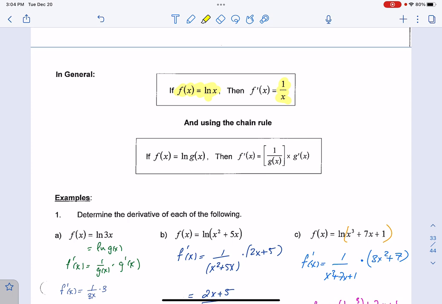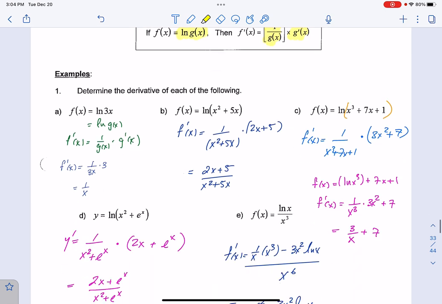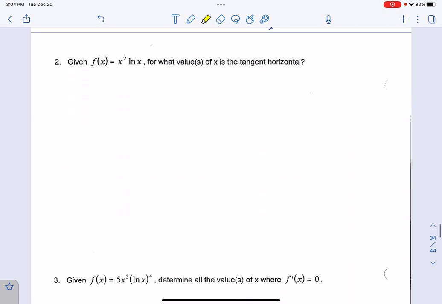If we have f of x equals ln x, then the derivative of that is going to be 1 over x. And if we have the derivative of ln of g of x, then it'll be 1 over g of x times g prime of x. So that's the chain rule in effect there.